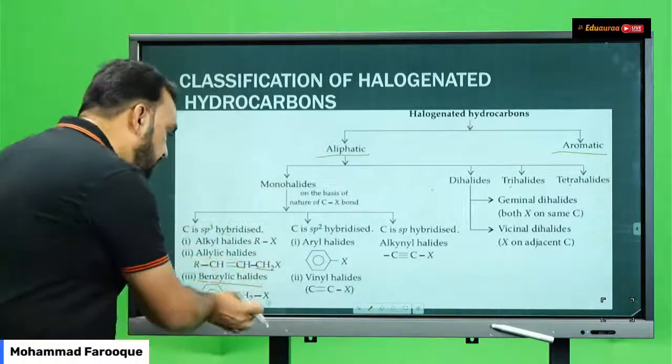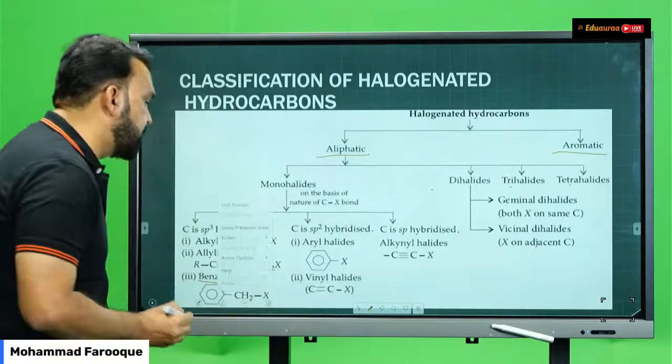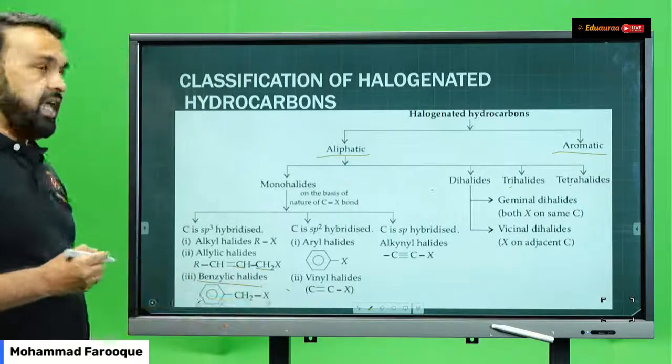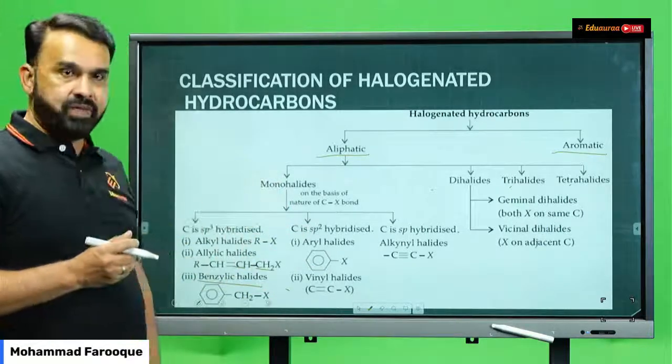It is attached to a carbon which is attached to the benzene ring. Here we see that it is attached to the CH2 carbon. Right, students? Therefore, this is the first classification of monohalides.